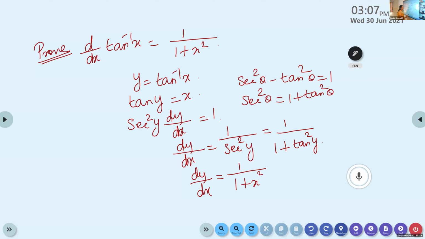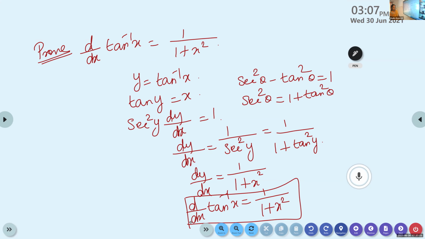Therefore, derivative of tan inverse of x is 1 by 1 plus x square.